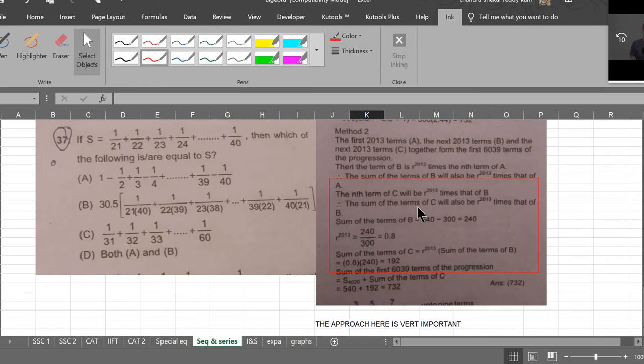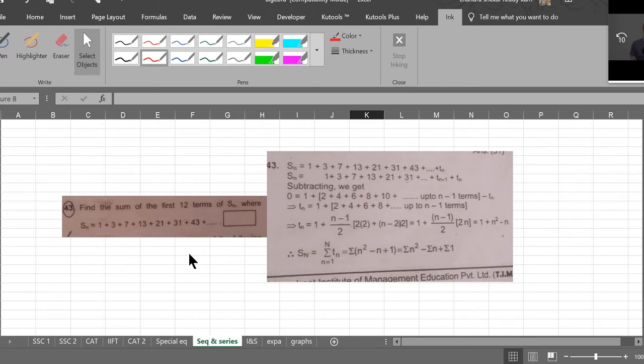The one thing to notice in this problem is the nth term of a certain series is this many times the nth term of this. So obviously the sum of this series will be this many times the sum of this. We have to find the first 12 terms in the series. So we'll take Sn. We will shift one digit to the right and we'll write it, and we'll subtract these two and we'll get Tn, and this is the Tn.